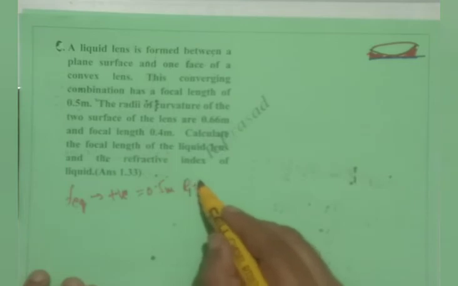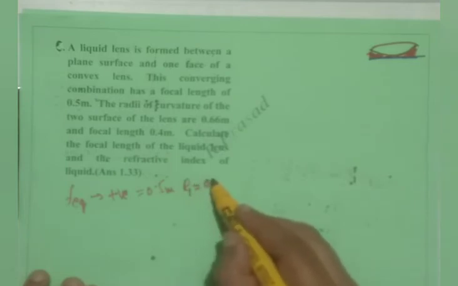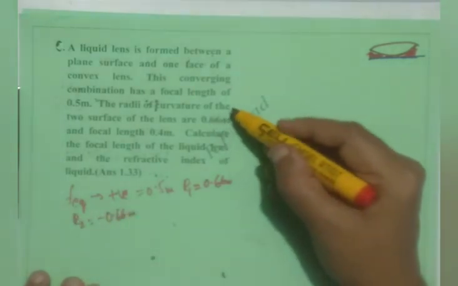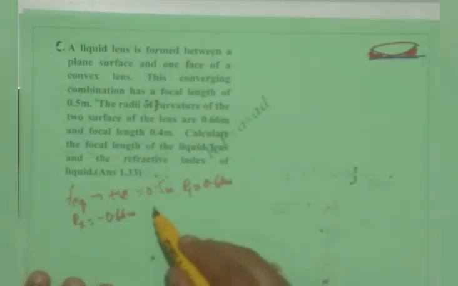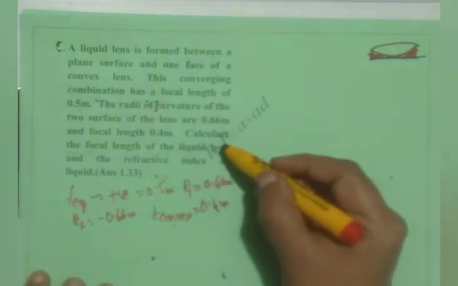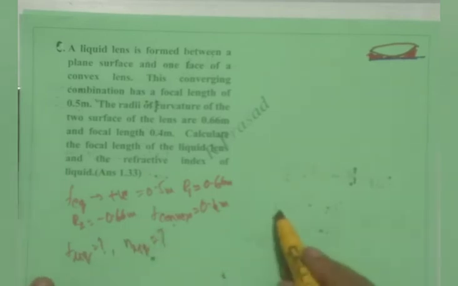The radii of curvature of the surfaces of the convex lens are R1 given as 0.6 meter and R2 given to be minus 0.6 meter, and the focal length of the convex lens is 0.4 meter. The focal length of the liquid lens is to be calculated; I write F liquid, question mark, and then N liquid, the refractive index of the liquid, to be found out. So how to start with this problem?